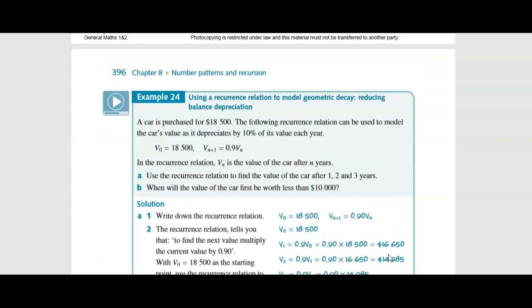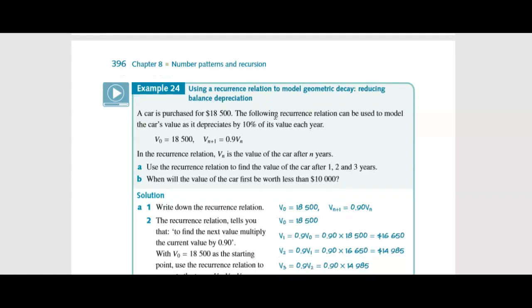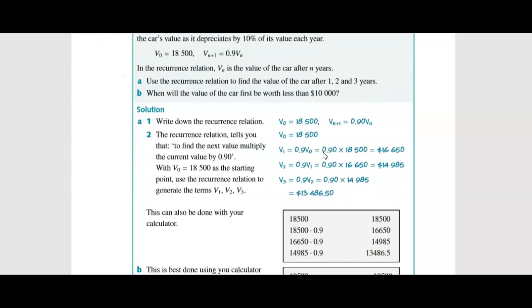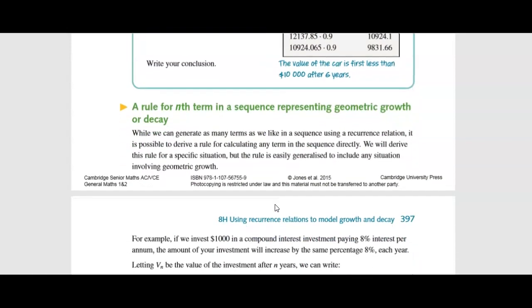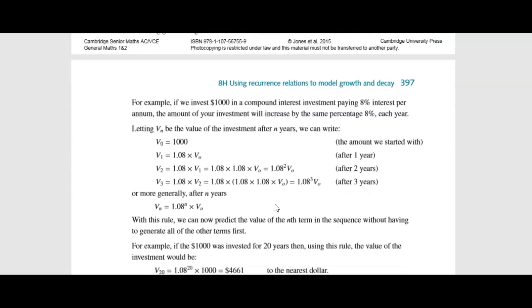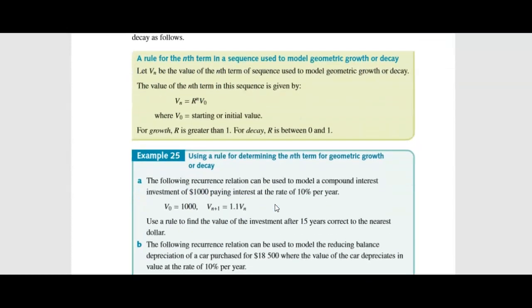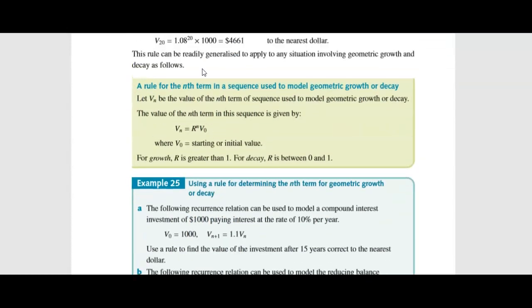And then there's an example to show you decay. So remember, greater than 1 is growth and less than 1 is decay. So something's depreciating by 10%. What is that? A car. So this car is going down by 10% each year as opposed to a set amount. All right, so if we're looking at the rules, I'm just going to keep scrolling so we can get through some questions.